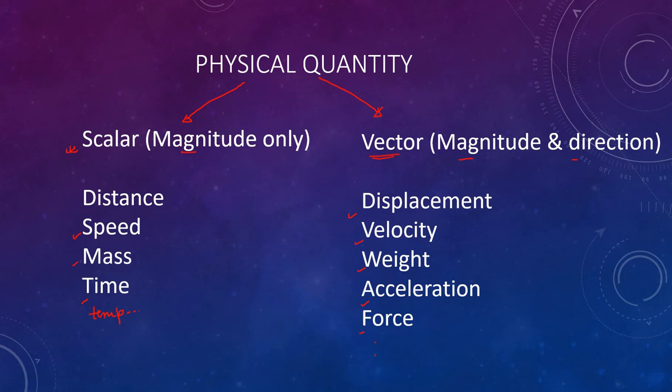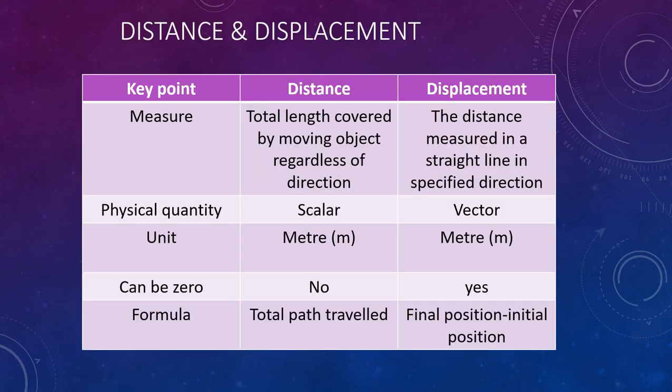So let's talk about some of the quantities in this list. For example, what is the difference between distance and displacement? These are the key points which I have just summarized here. As I told you, distance is a scalar quantity, so it doesn't depend on direction. So what is the definition? Total length covered by a moving object regardless of direction.